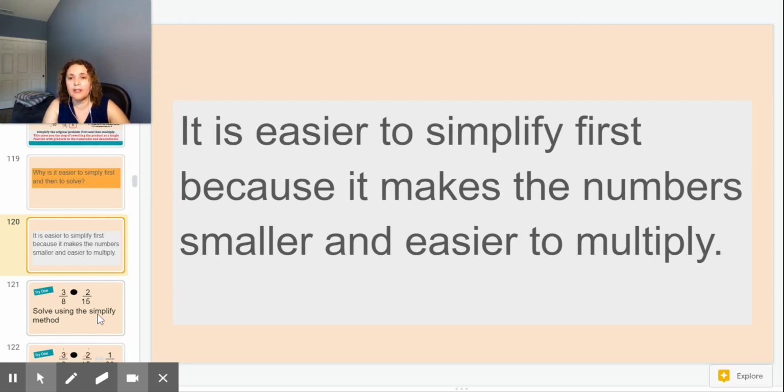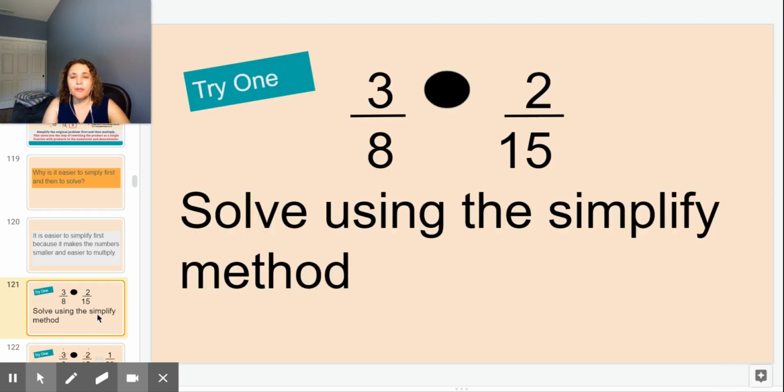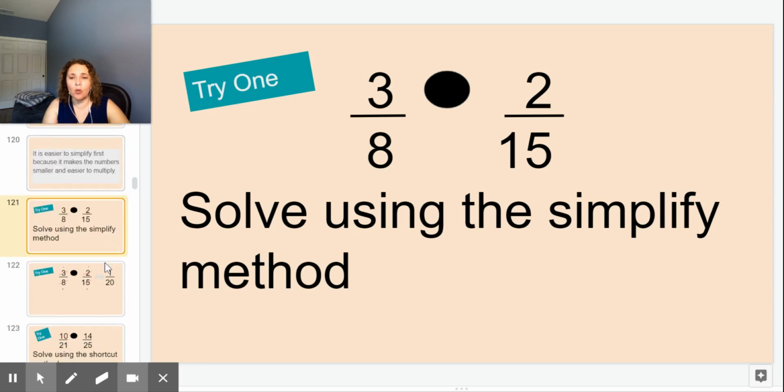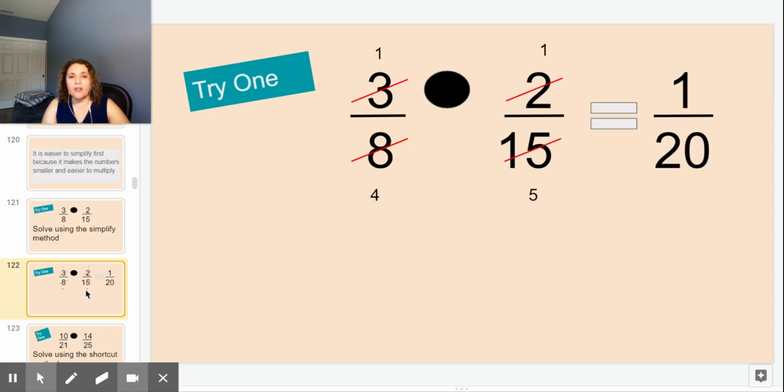All right, so let's look at this example. Let's try one. We have 3/8 times 2/15. Solve using the simplify method, the shortcut method if you want. Try that one. If you still aren't sure, stay with me and I will go through it. Okay, so let's look at it. So 3/8, I'm going to look at the 3. Does 3 go into 8? No. Does 3 go into 15? Yes. 3 goes into 15 5 times, right? So I'm matching up the 3 to the 15.